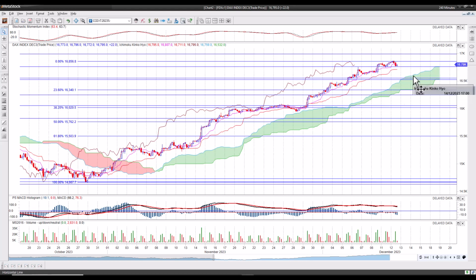But so far so good, very strong rallies. Upside target still 17,000 there, but so far very strong performance on the DAX using cloud chart trading.